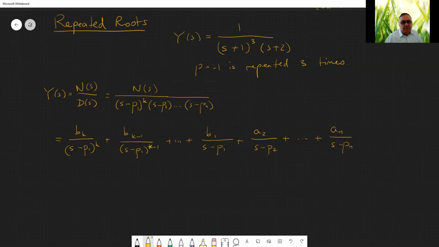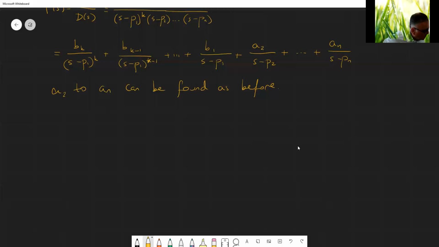The non-repeated roots are not interesting. The coefficients a2 to an can be found as before. There is no problem with that. But these b coefficients are determined from the following. The first one, b_k, is determined from Y(s) times (s minus p1) to the power k, evaluated at s equals p1. This is as usual. This is kind of the general formula.